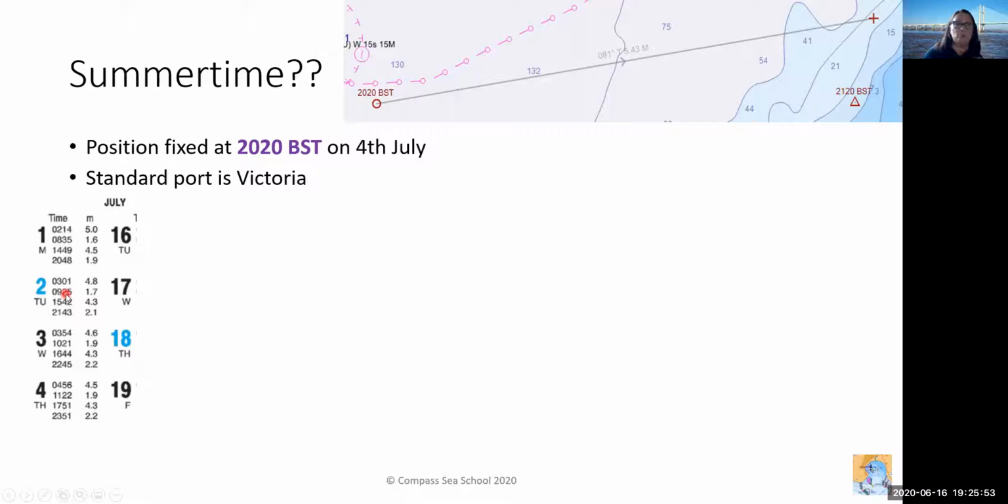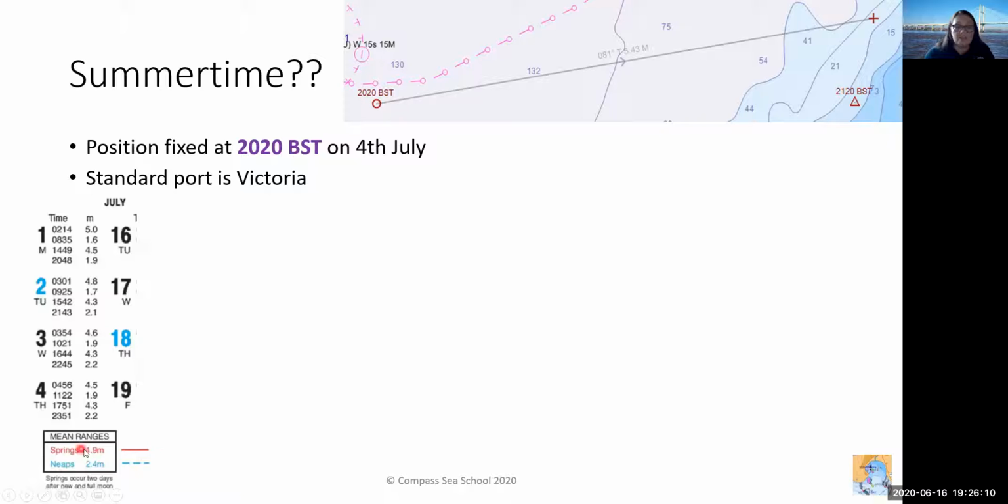Remember, in the springtime, we spring forward, we put the clocks forward an hour. So now what's really important is that for me, I draw them in different colors. So all of my BST times, I'm going to draw in purple. All of my UT times, I'm going to draw in black. And then I can see the difference, and you'll see why.